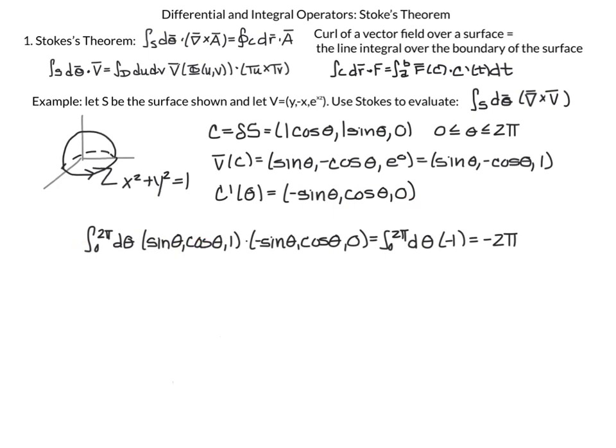So now I can set up my integral, 0 to 2 pi d theta, of my V of C, which is sine theta, minus cosine theta, 1, dotted with my C prime, minus sine theta, cosine theta, 0. So I integrate from 0 to 2 pi. I do my dot product of my sine squared, cosine squared, and actually this should, oh, here's a minus. So I get a minus 1 here. When I integrate, I get minus 2 pi.